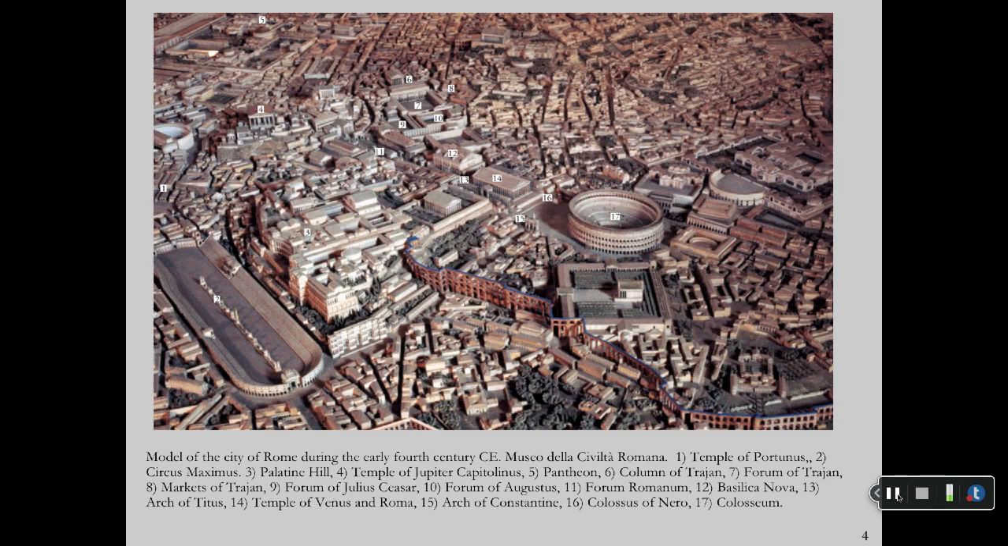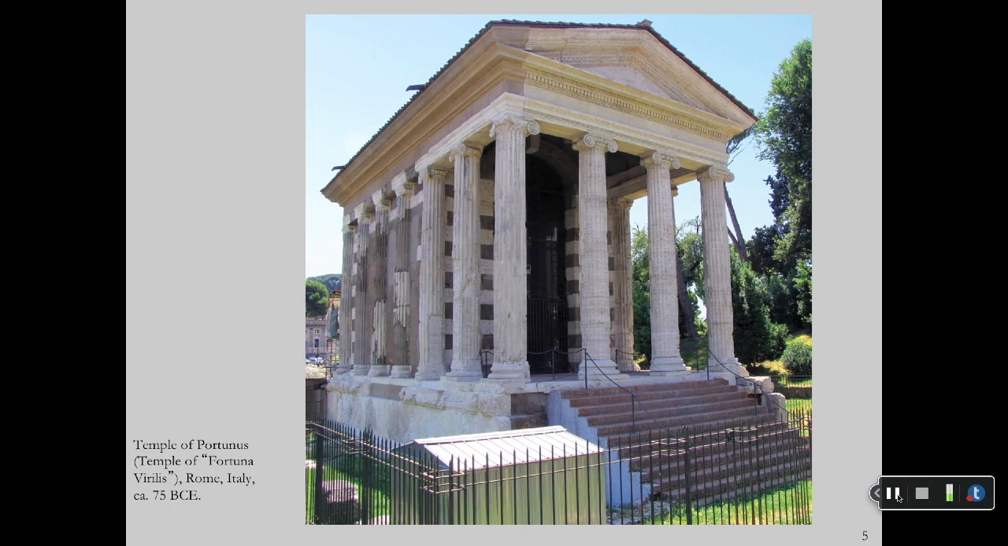Model city of Rome during the early 4th century CE. The temple of the Roman god of harbors, Fortuna Virilis, built around 75 BCE. The columns are Greek Ionic. The building plan is basic Etruscan, with engaged Greek columns on the sides and back. A building with engaged columns is called a pseudo-peripheral temple.